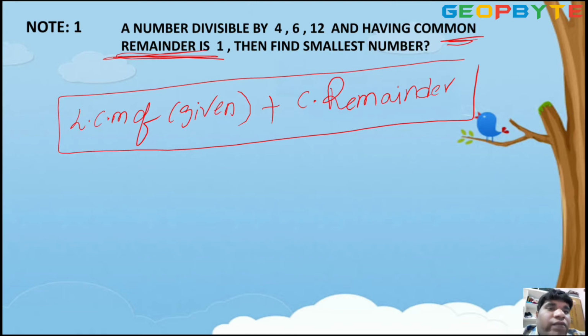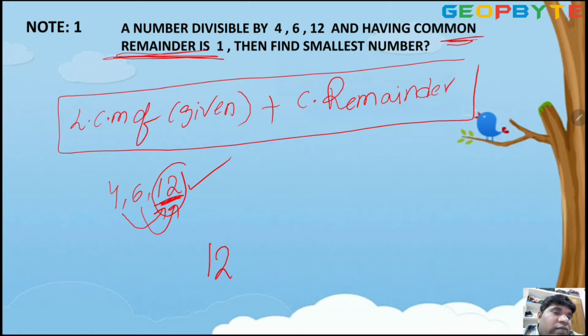So LCM of 4, 6, 12. Just now we discussed a small shortcut. 4, 6, 12. What is the highest? 12. 12 is divisible by 4, right. 12 is divisible by 6, right. So LCM is directly 12. So 12 plus the common remainder, which is 1. So the answer is 13. Is it right or wrong?